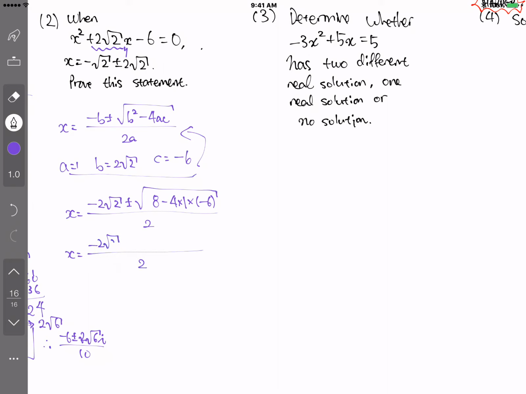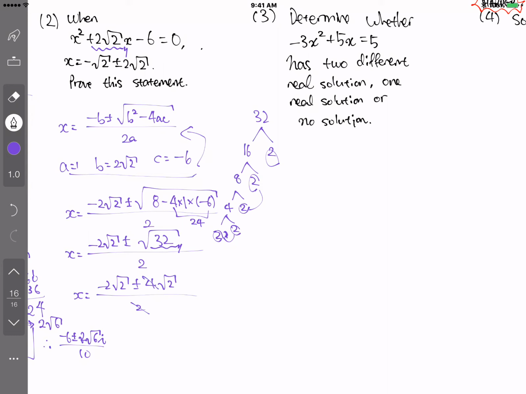So it'll become negative 2 root 2 plus minus root of, negative 4 times 1 is negative 4, and negative 4 times negative 6 is positive 24. So 24 plus 8 becomes 32, square root 32. Let me check if this is capable of being simplified. Factoring out numbers from the root, 32 is 2 times 2 times 2 times 2 times 2, so it becomes 4 root 2. So x is negative 2 root 2 plus minus 4 root 2, all over 2, and you can simplify them. The solution is x equals negative root 2 plus minus 2 root 2 for this particular question.